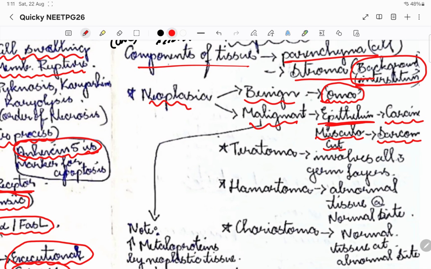I am giving this name because we have already discussed orthopedics. So osteoid osteoma means it is a benign tumor of the bone.